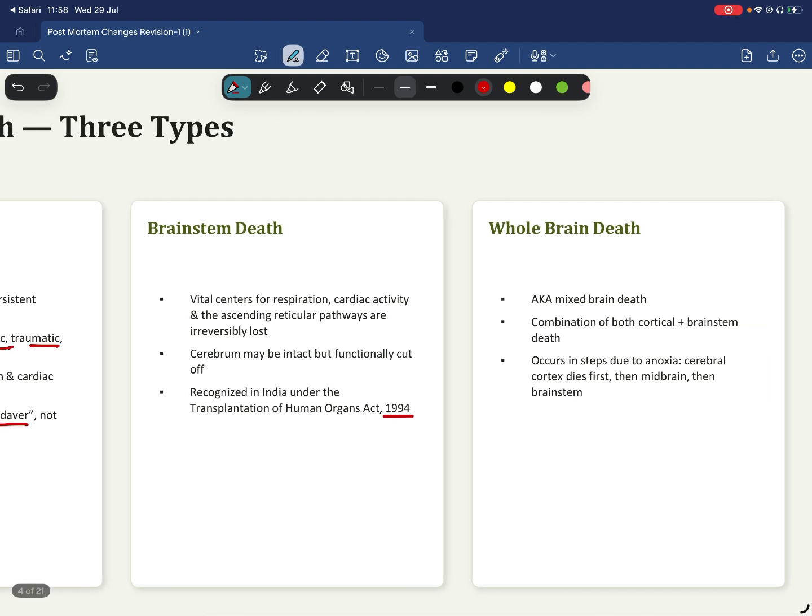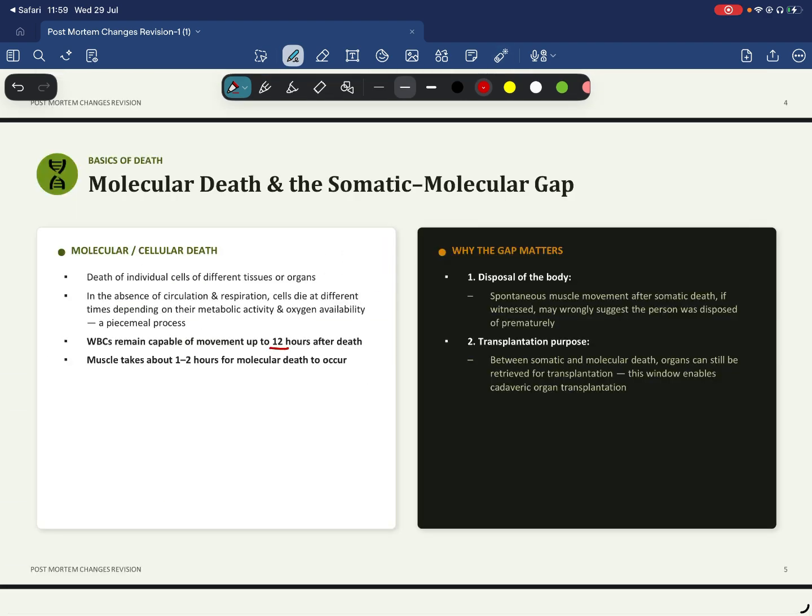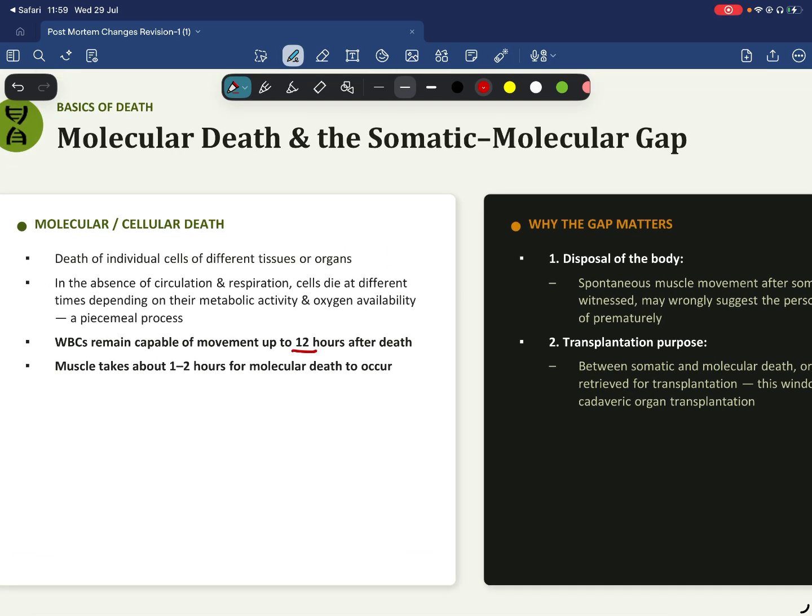Whole brain death, this is also called as mixed brain death. It is a combination of both cortical and brainstem death. It occurs in steps due to anoxia. The cerebral cortex dies first, followed by the midbrain and then the brainstem. Molecular death, this is death of individual cells of different tissues or organs. In the absence of circulation and respiration, cells die at different times depending on the metabolic activity and oxygen availability. WBCs remain capable of movement for up to 12 hours after death, and muscle takes about 1 to 2 hours for molecular death to occur.